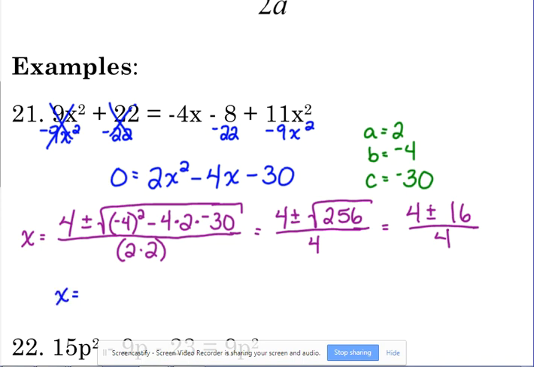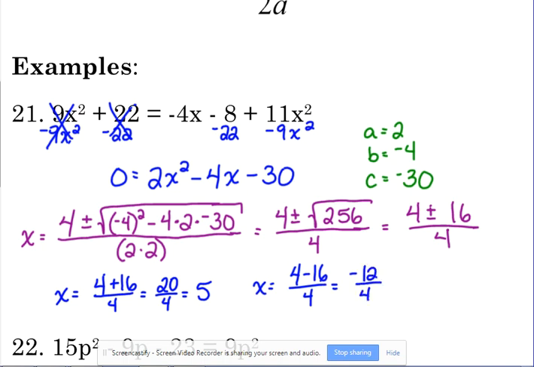So we've got x equals 4 plus 16 over 4. So 4 plus 16 is 20. 20 divided by 4 is 5. There's one of my solutions. My other solution is 4 minus 16 over 4. So 4 minus 16 is negative 12. Negative 12 divided by 4 is negative 3.